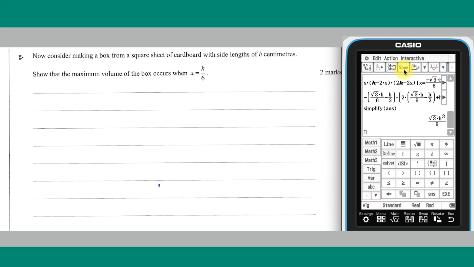Part G. This question now considers the case where the box is made from a square sheet of side length h. Similar to Part F, a new expression for V-box and its derivative is needed.